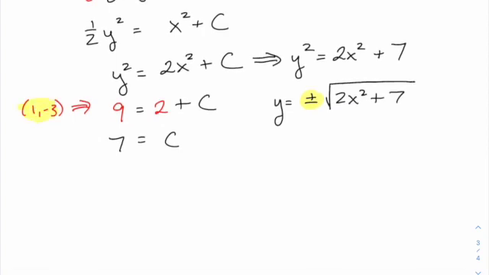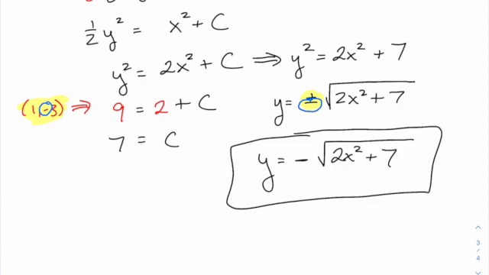The initial condition was 1, -3. Your y value is negative when you plug in 1. So the only way to get a negative y value from this equation is to have a negative out in front of that square root. So this is where you have to know to sort of reject the positive and take the negative. If that y value had been positive, then I would use the positive square root.